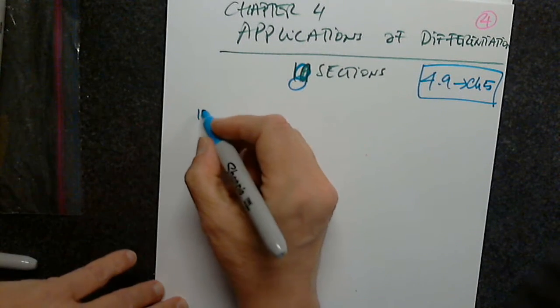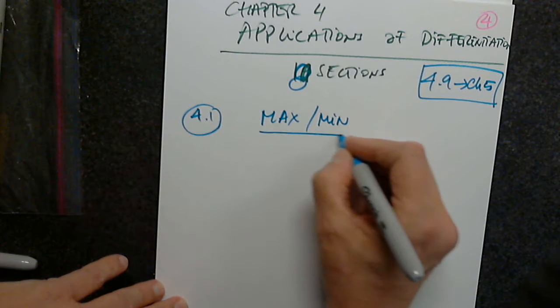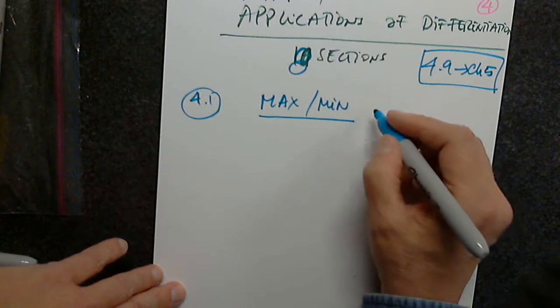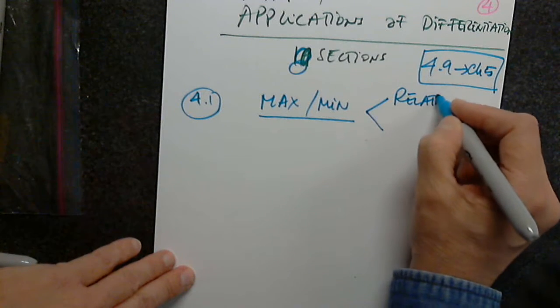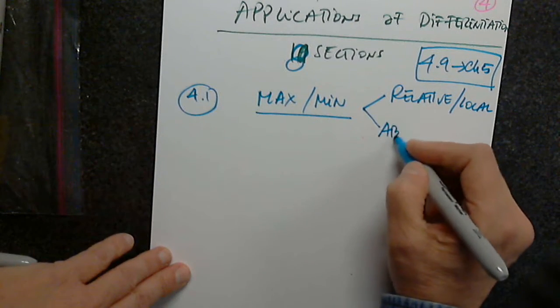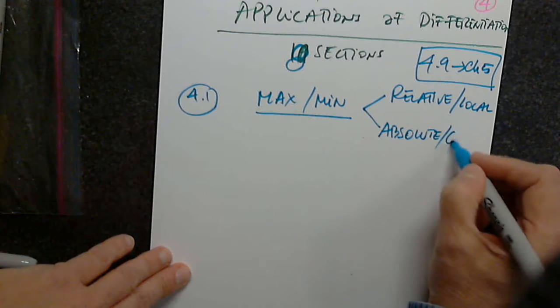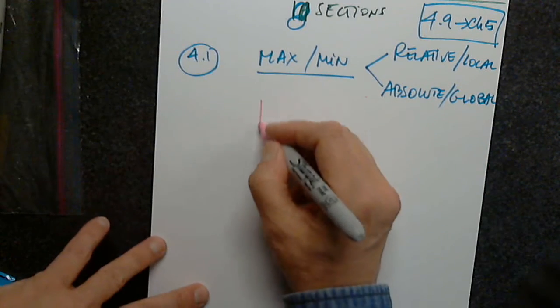The first section, which is 4.1, deals with max-min of functions. And we know that we have really 2 types. We have what is called relative or local, I'll explain in a minute, or absolute or global. Some books use absolute, some books use global, some use relative, some use local. They are identical. These two are identical, these two are identical. So what is the difference between the two?